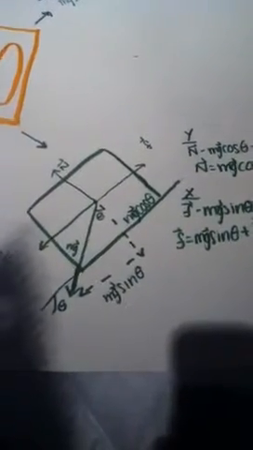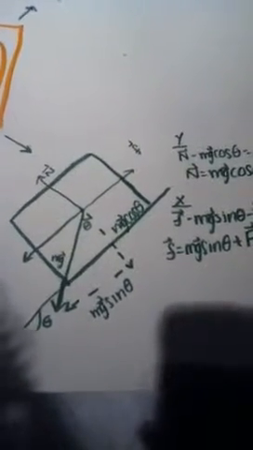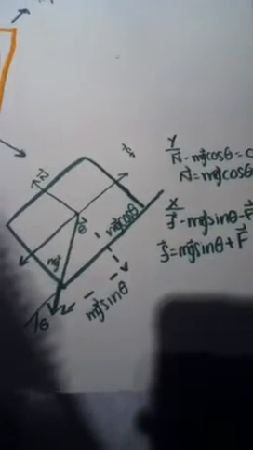In the fourth situation, there's an object sliding down an incline at constant motion. In the y-axis, the normal force minus mg cosine theta is equal to 0. In the x-axis, friction minus mg sine of theta minus the force is equal to 0.